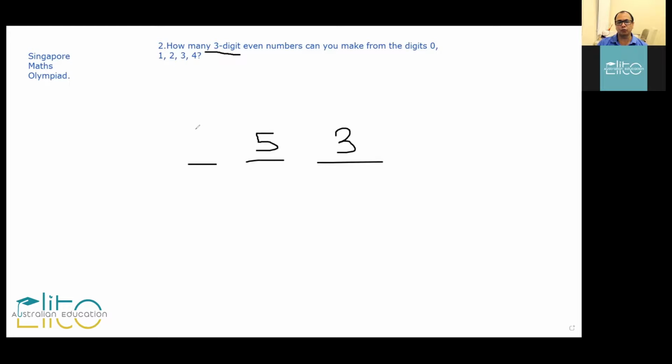1, 2, 3, and 4. 4. Multiply them together and our answer is 60. We could do it in less than a minute. If we start writing all the combinations, pretty much the whole exam is gone.